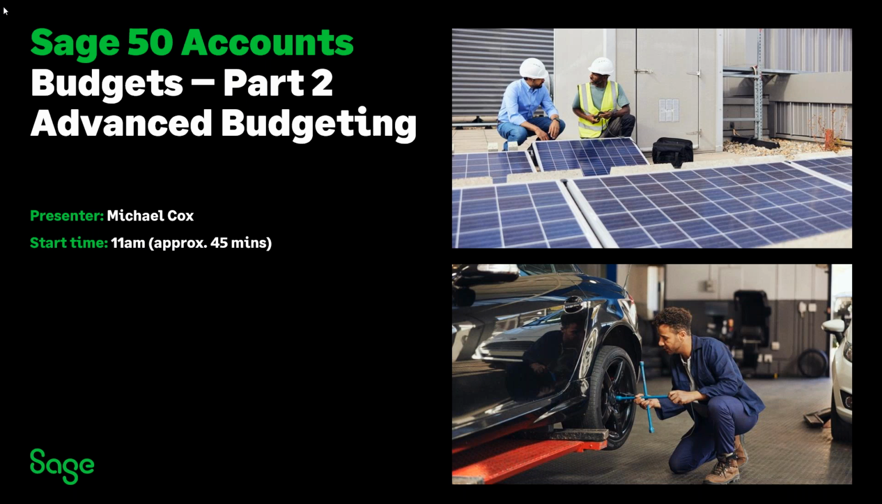So welcome along to part 2 of our budgeting series of webinars. This month we've also been running part 1, which looks at the standard budgeting method. So part 2 is basically about the advanced budgeting methods that you've got available. There are 3 of those in Sage.